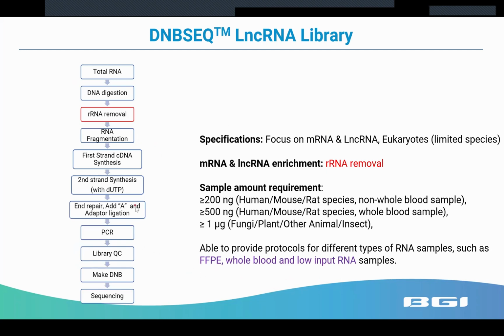For lncRNA, because the long non-coding RNA may or may not have poly-A tails, poly-A selection is not suitable to get all the long non-coding RNAs. We will use ribosomal RNA removal to enrich both the mRNA and long non-coding RNA in one shot. This is the most common way for lncRNA library construction. And that's the reason why, for lncRNA sequencing, the data contains both the mRNA and the long non-coding RNA.